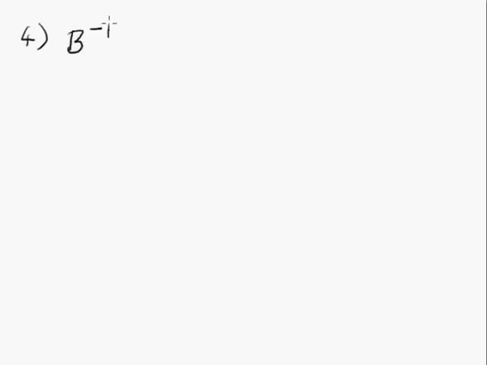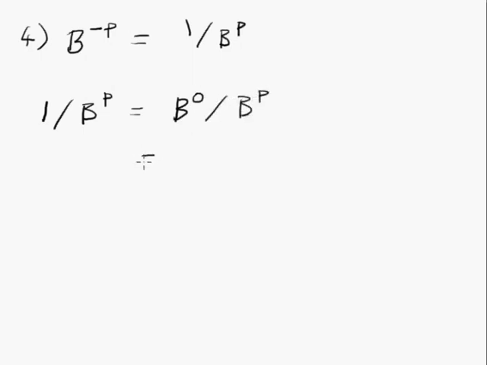The fourth rule, b to the power of minus p is 1 over b to the power of p. We can use division again. 1 over b to the power of p is, what is 1? It's b to the 0 over b to the p. That's as a fraction. We can write the fractions as divisions. b to the 0 divided by b to the p, and then we can use the division rule to have 0 minus p, or just minus p.